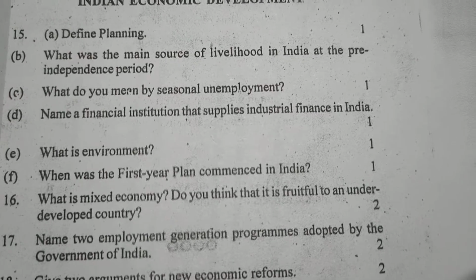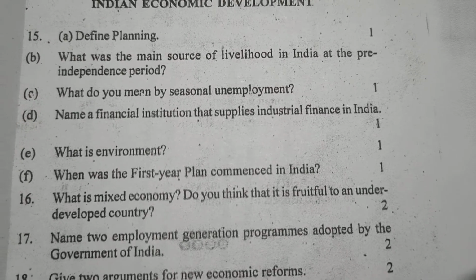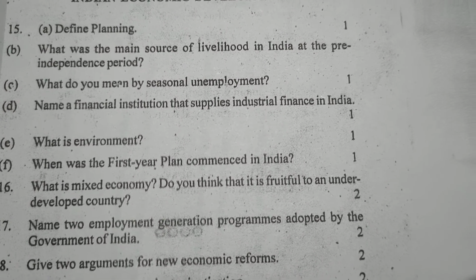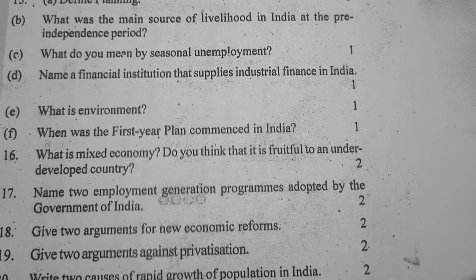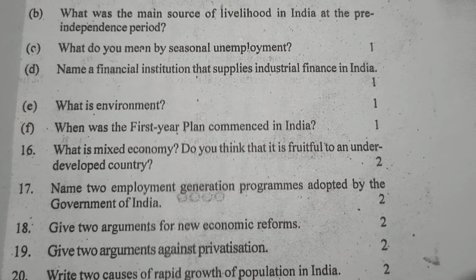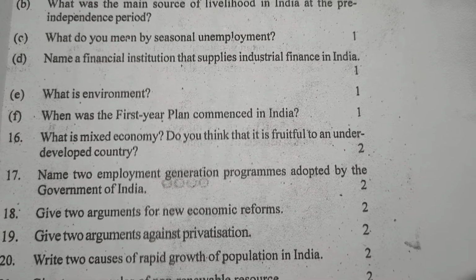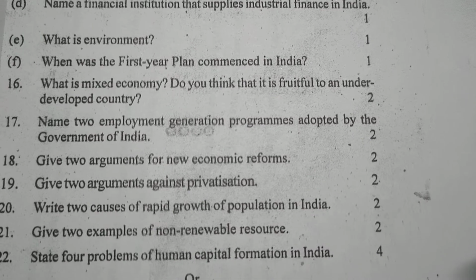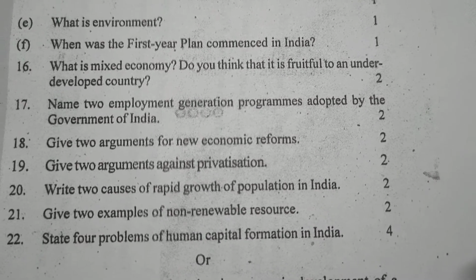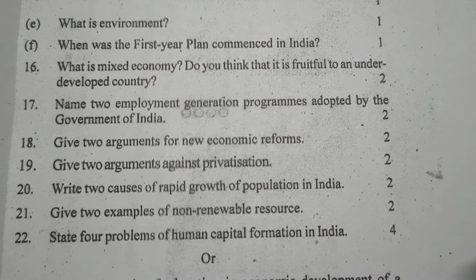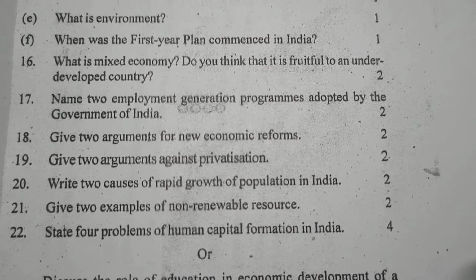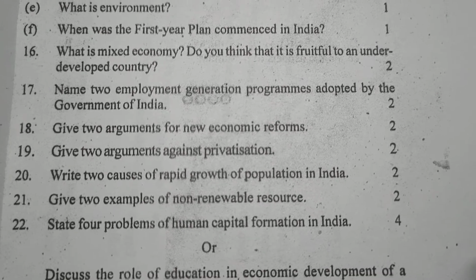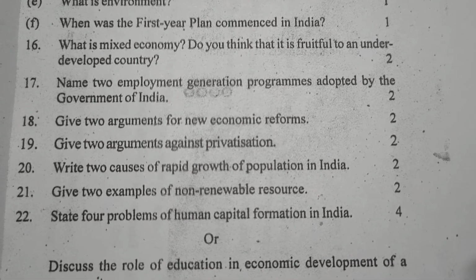Define planning. B. What are the main sources of livelihood in India as per independent sphere? What do you mean by seasonal unemployment? Name the financial institution that supplies agricultural finance in India. What is environment? What was the first year plan commenced in India? What is mixed economy? Do you think that it is the best option for an underdeveloped country?